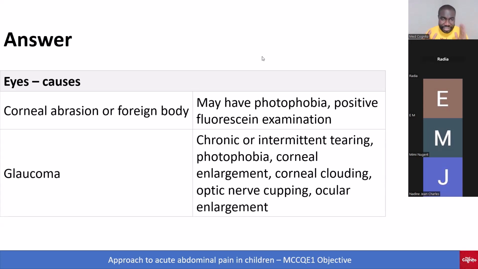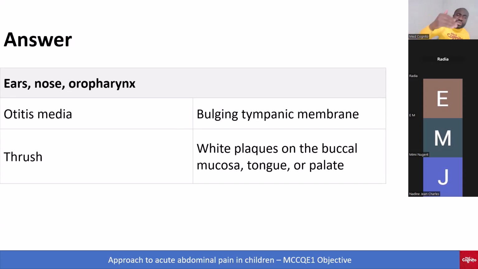Doctors, please, are we tracking? We are learning colic, but we are learning all these other things which go with colic. Okay, good.